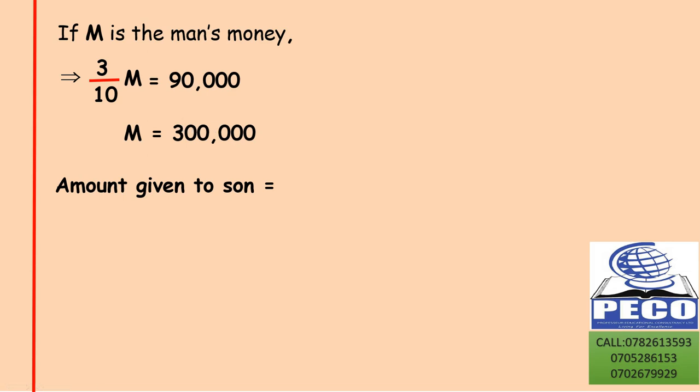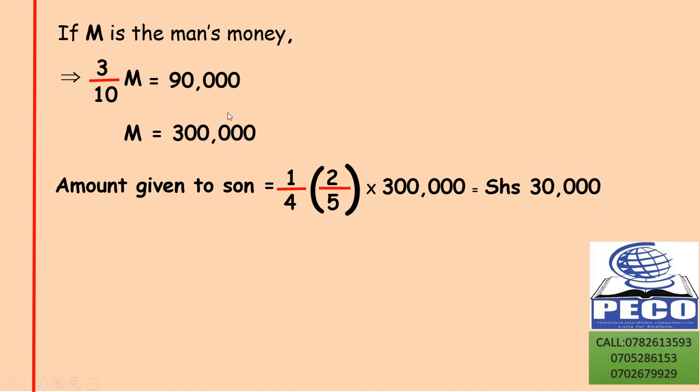Now this man had 300,000, but what is the question? We want to find out the amount of money given to the son. How do we get it? We need the fraction that the son received, which is a quarter of 2 out of 5, times the man's money here, which is 300,000.